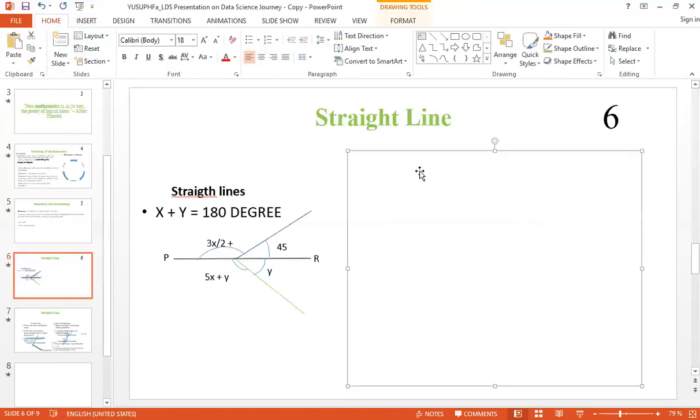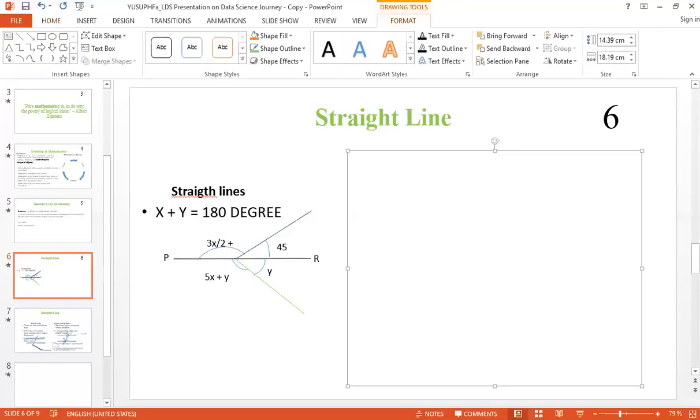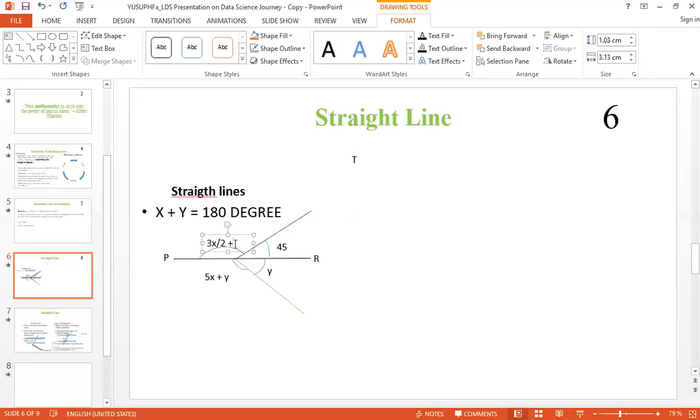Okay, good. So Ayobami, when looking at this figure, this is P, this is R, where all of these lines join. This middle point is Q. And look, this is PQR. We have some angles there. We have 3x. Oh, I didn't complete this, sorry. This is 3x over 2 plus 3y.